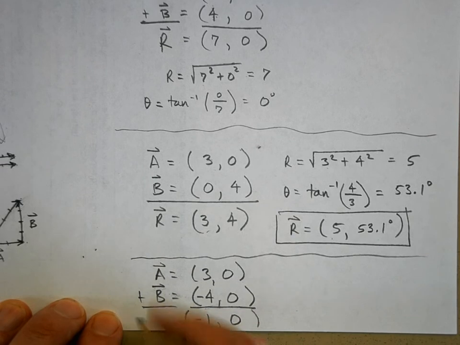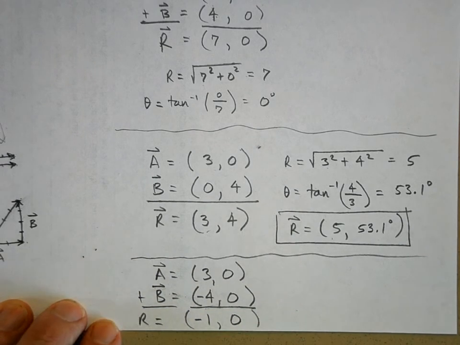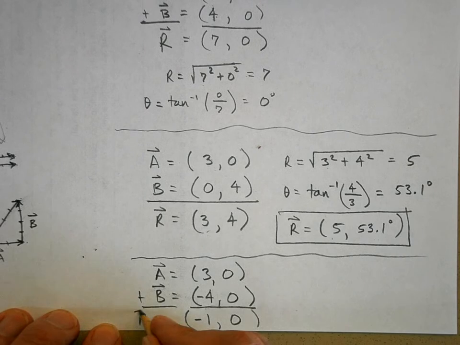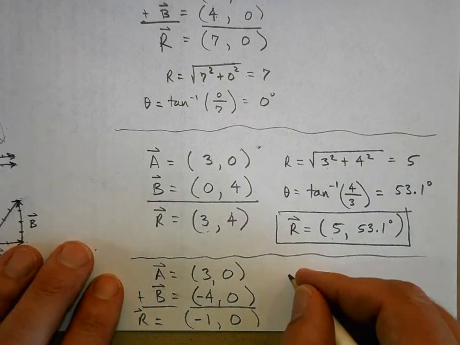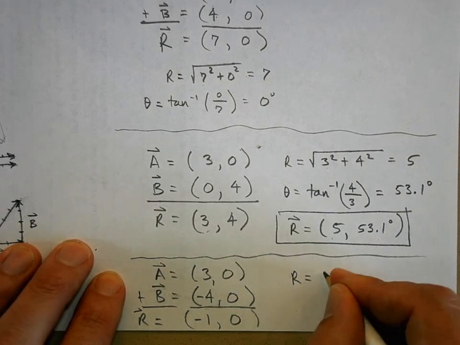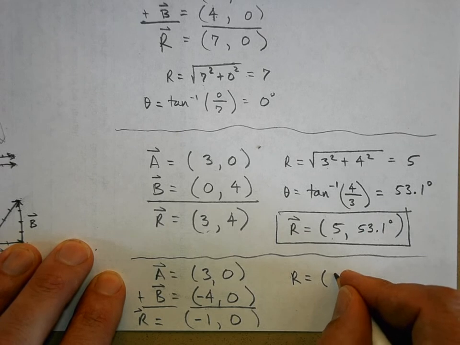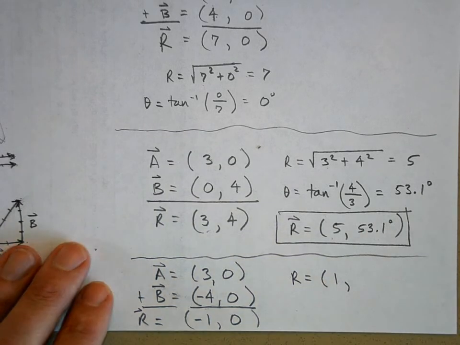And that's my result. Now, if I want to put this in polar coordinates, well, the square root of the x component squared plus the y component squared: negative 1 squared is 1, plus 0, take the square root of 1 is 1. So that's my magnitude, it is 1.